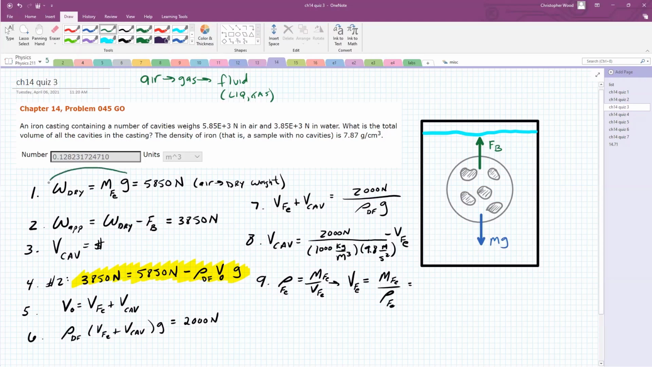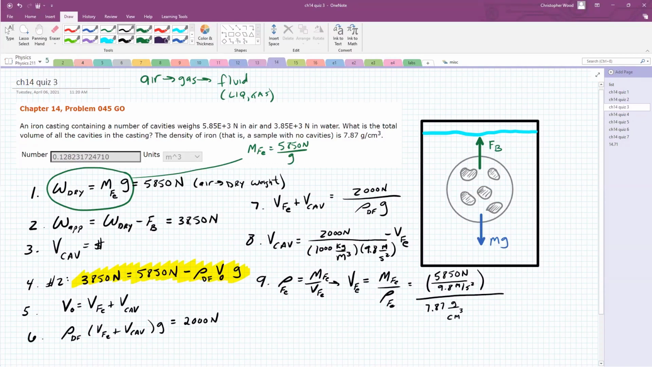So if I'm looking right here, I can see that the mass of the iron equals 5850 newtons all over g. So I'll just use that. I have the mass of the iron, which as mentioned is 5850 newtons all over 9.8 meters per second squared. That's the mass of the iron. That's my numerator, all over the density of the iron, which is 7.87 grams per cubic centimeter.